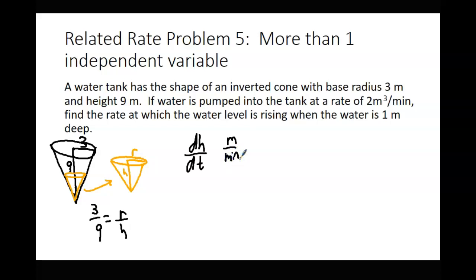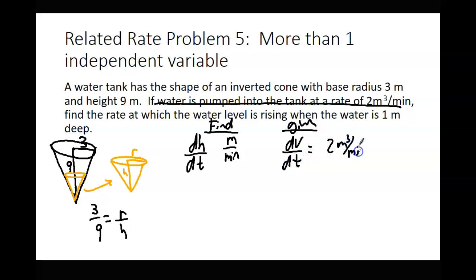Okay, what rate did they give me, though? The rate of volume increase. Do you guys see that? It says water's being pumped into the tank. That's a volume, isn't it? Cubic? So what am I going to call that? dV. Good. So that's given. We have dV/dt is equal to 2 meters cubed per minute. And that's going to be a positive value because we're increasing the amount of fluid in the tank, right?